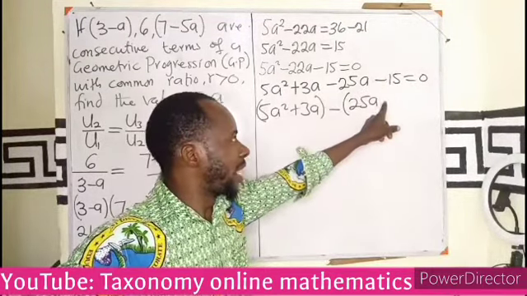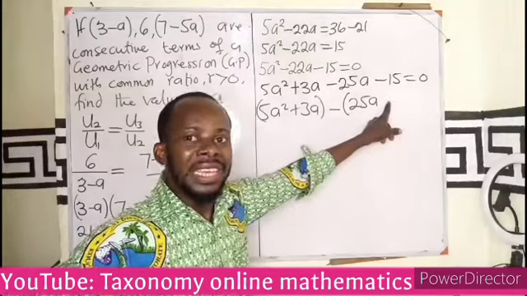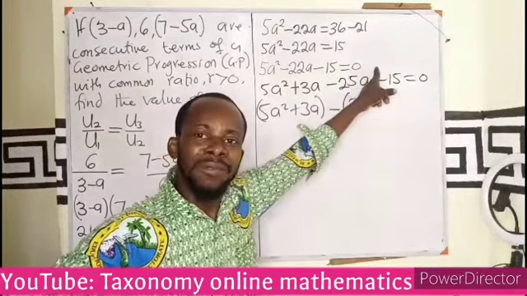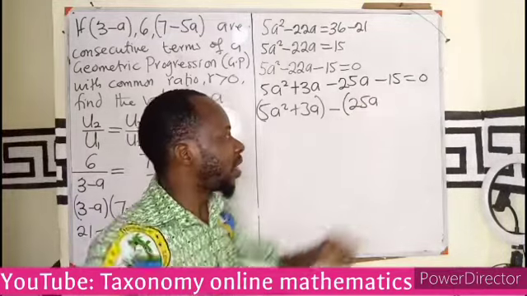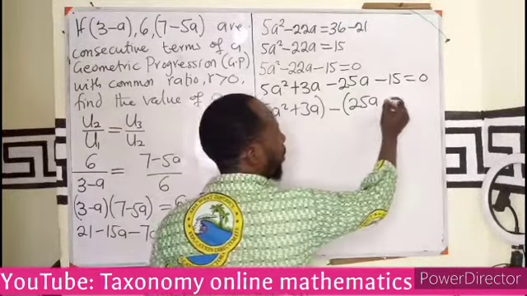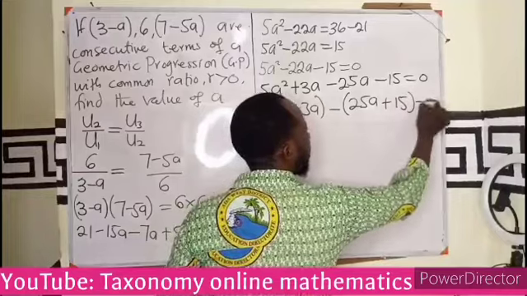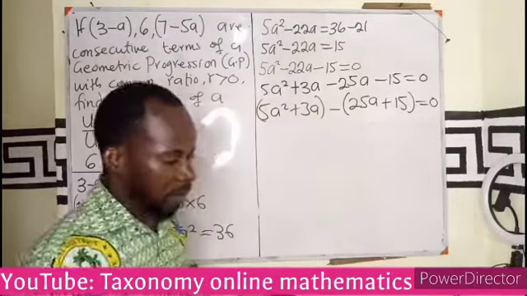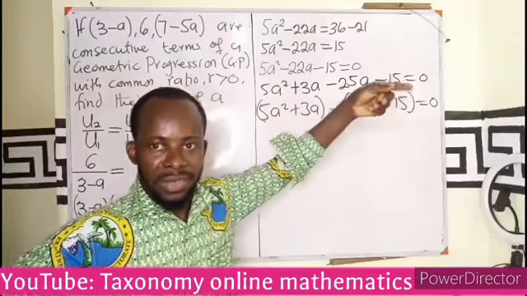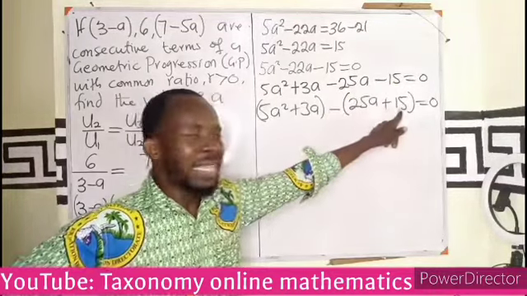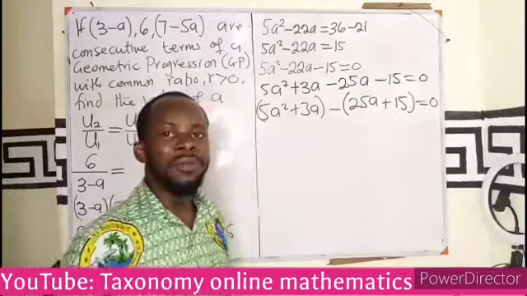So it is only when I have a positive sign here that I multiply and get negative. But if I have a negative sign as I'm seeing there, it means the original sign will be positive. So I'll be having plus 15 equals 0, so that when I open the bracket, the original sign will not change. Because negative 1 times positive 15 is negative 15.